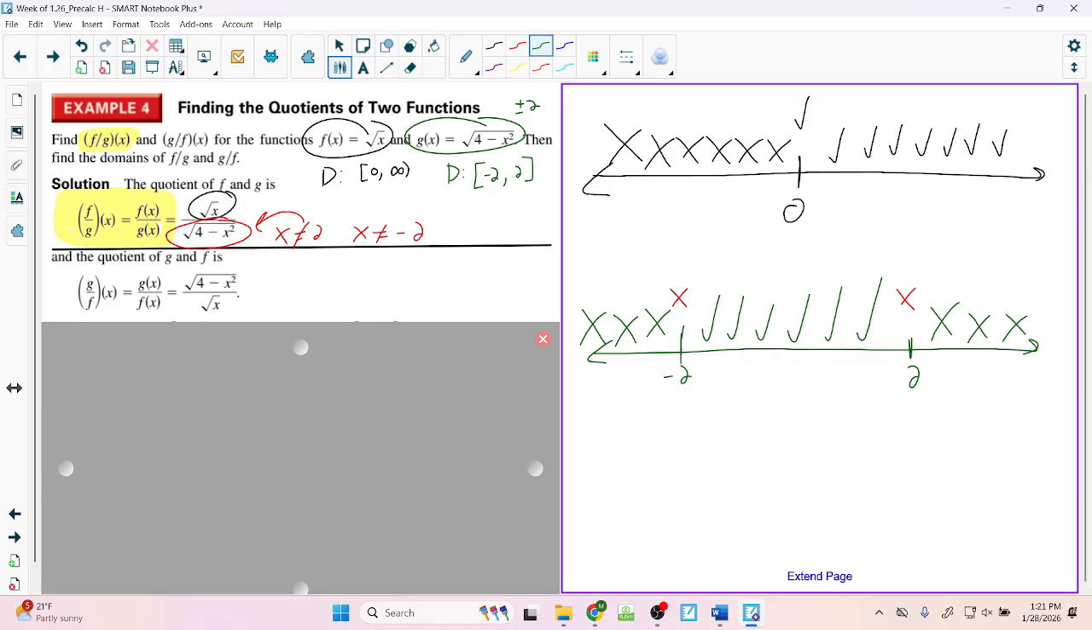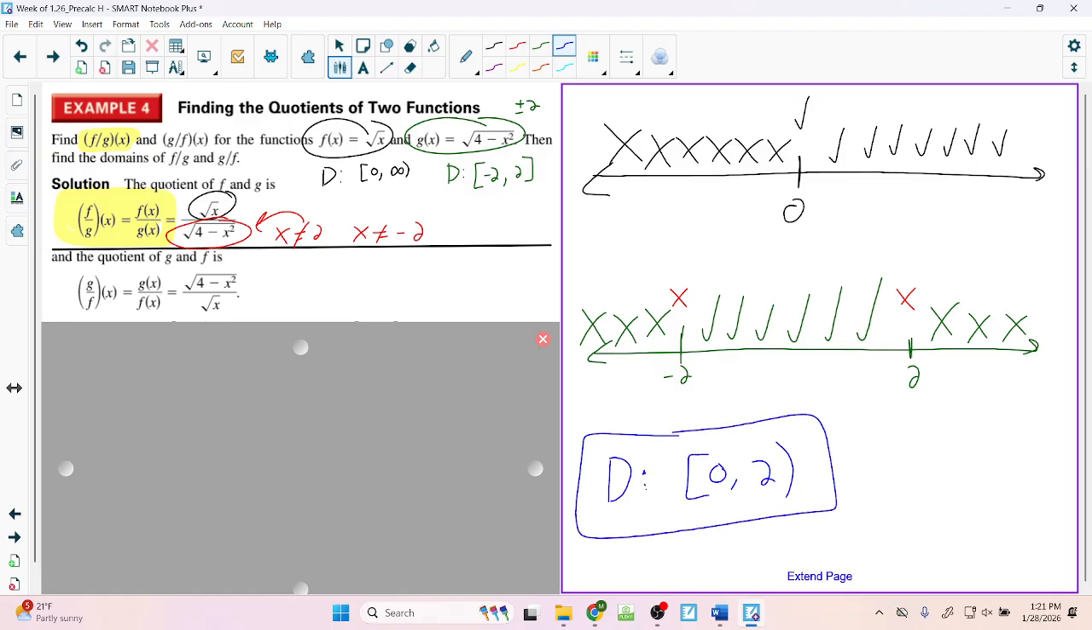Let's think about it. What's the lowest number that has 2 check marks? That's totally good. What's the first number, the lowest number that has 2 check marks? 0. So 0 is going to be the first number in our domain. And because it has a check mark, we're going to have a bracket at 0. And then when do we stop? When do we run into an issue? 2. Not inclusive. And that is our domain. That's the domain of the whole entire thing.